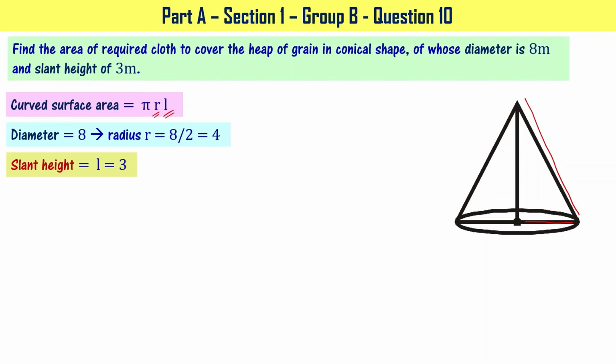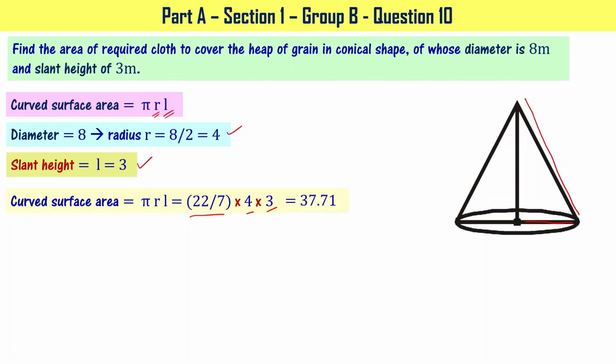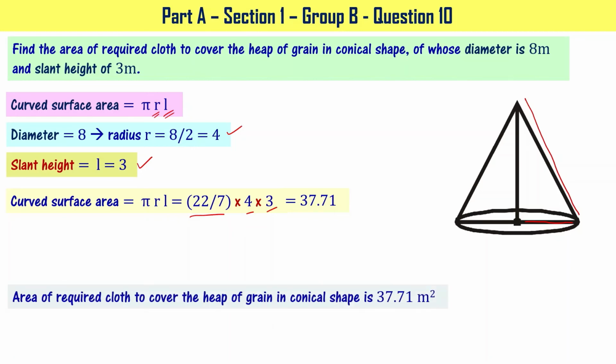Now let's substitute these values into curved surface area formula, that is equal to pi r L. So I am assuming pi equal to 22 by 7, R is 4, we have obtained here, and slant height L is 3. So when you multiply all this, you get answer as 37.71. So to answer the question, area of required cloth to cover the heap of grain in conical shape is 37.71 meter square. This is what we are asked to find, right?